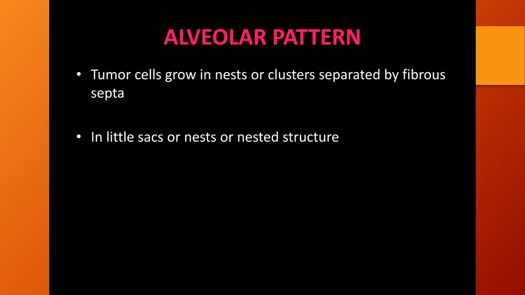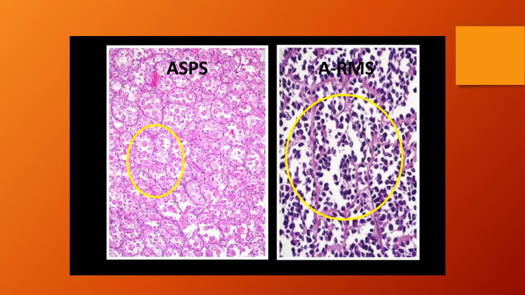The tumor cells grow in nests and clusters separated by fibrous septa, and a little sac or nested structure can be seen. This is the classical example in alveolar soft part sarcoma. Here we can see a small nest and sac-like appearance where there are lining cells and in between there is a gap. This is the classical alveolar rhabdomyosarcoma, where fibrous tissue forms an alveolus-like structure and all the neoplastic cells hang onto these septa-like structures. This is the classical picture of alveolar arrangement of the neoplastic cells.